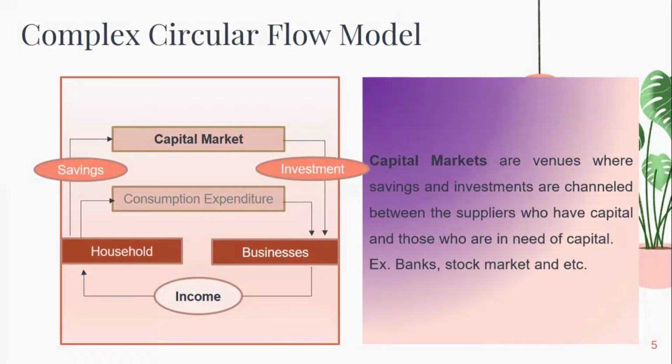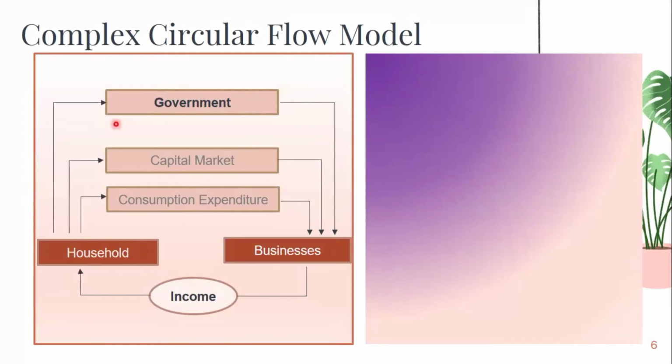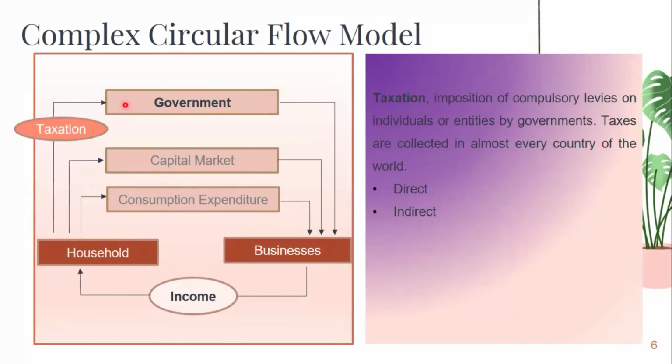Now let us add the government to the flow. Part of the income of the household is taxed by the government. Taxation is the imposition of compulsory levies on individuals or entities by the government. Taxes are collected in almost every country of the world, primarily to raise revenue for government expenditure. Taxation can be direct or indirect. Direct tax is a tax that a person or organization pays directly to the entity that imposed it. This includes income tax, corporate tax, and wealth tax. While indirect tax is paid indirectly, a common example of this is VAT or the value-added tax.